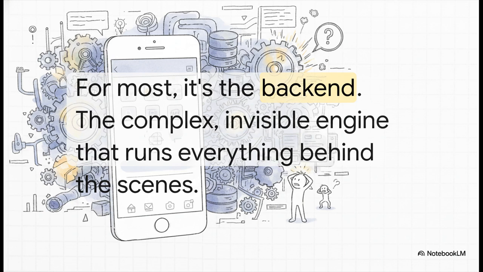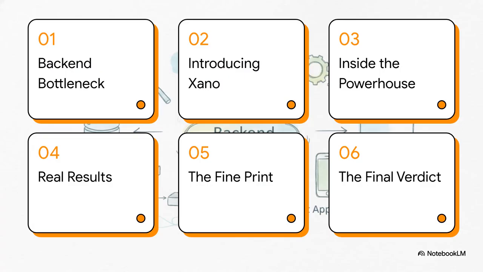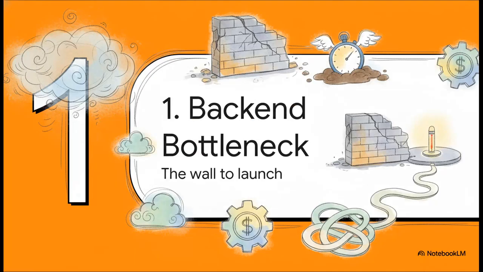A major one. Okay, so here's the game plan. First, we'll really dig into that back-end problem. Then, we'll get into the solution, Xano. We're going to look under the hood, check out some real results, talk about the fine print, because there's always fine print, and then wrap it all up with the final verdict. Right? So let's tackle that hidden wall.